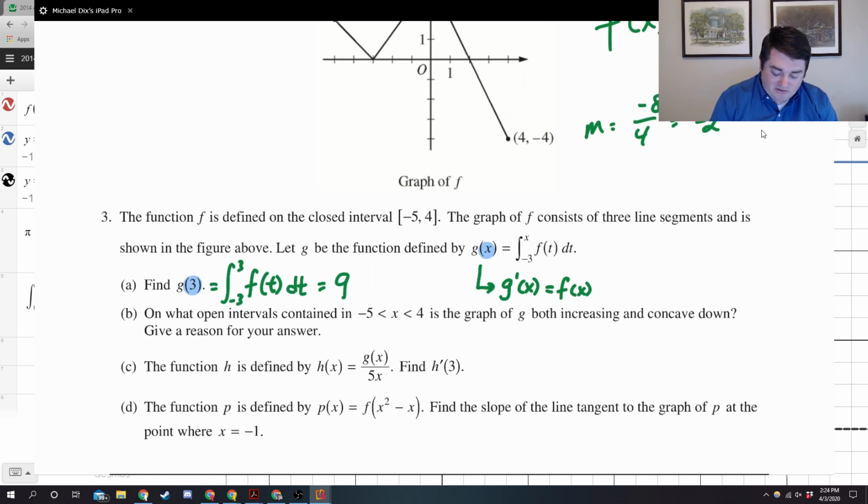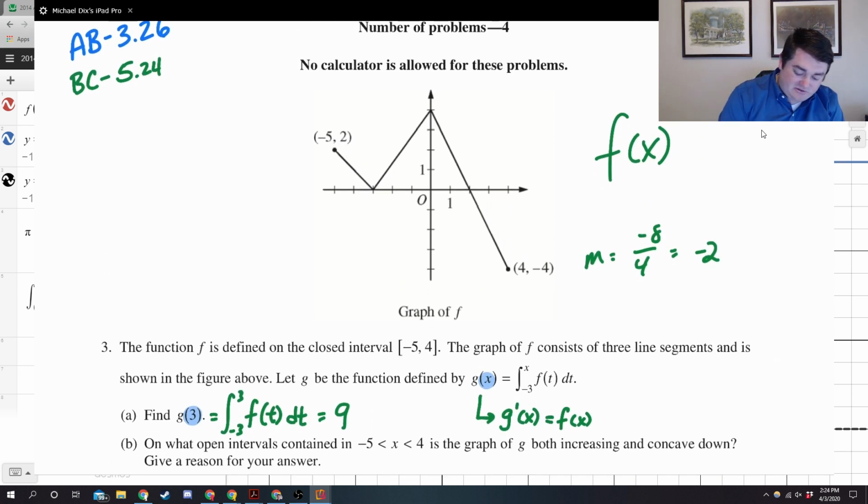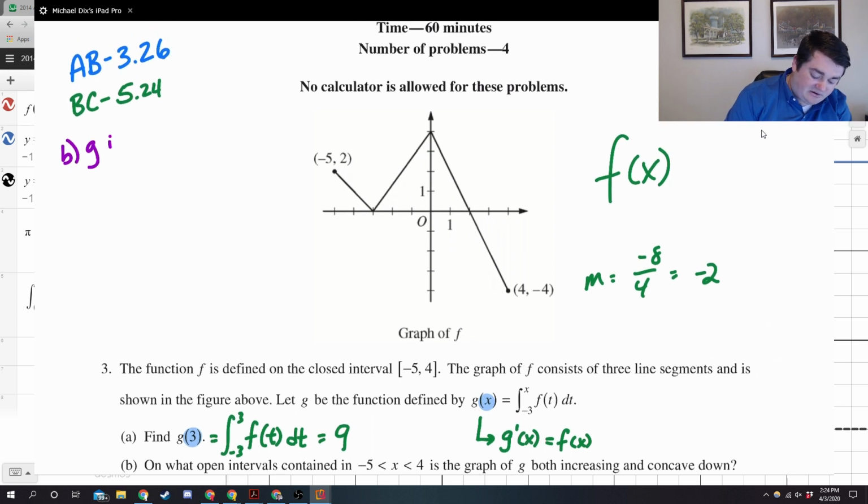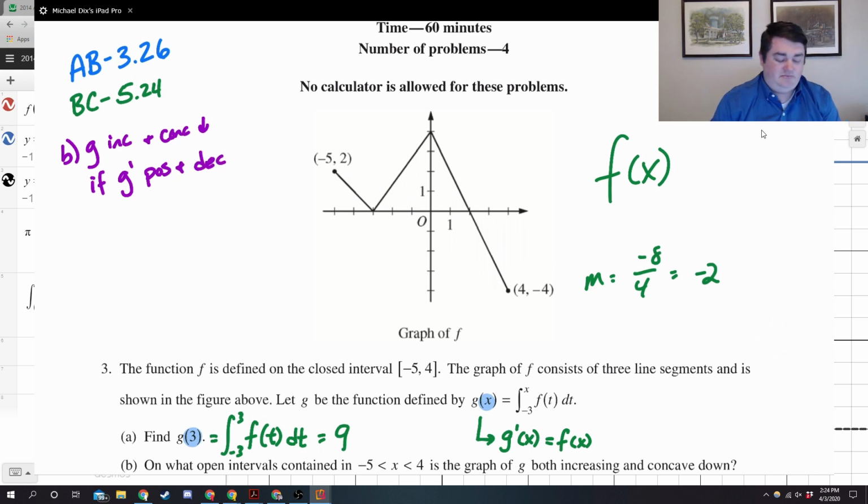Part B, on what open intervals contained in -5 to 4 is the graph of g both increasing and concave down? Give a reason for your answer. So I'll try and squeeze this in up here. Part B, let's start by saying that we know that g is increasing and concave down if g prime is positive and decreasing. And if g prime is positive and decreasing, that tells us g is increasing and concave down.